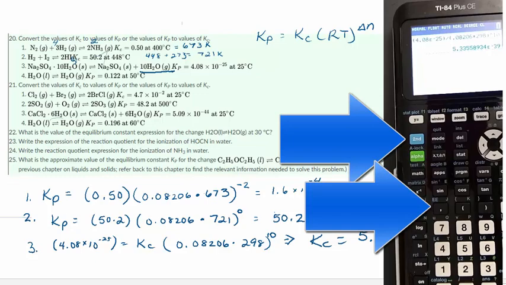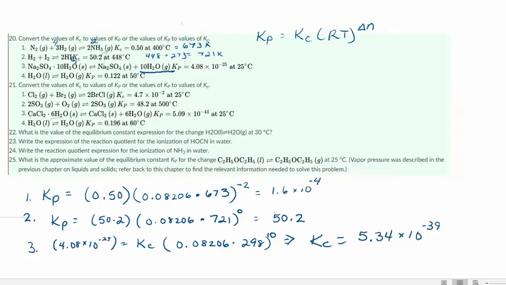For the fourth one in number 20, I'm given my Kp value, so I'm going to start with that, and that is going to be equal to Kc, which is what I am calculating. Temperature, here I'm given a temperature of 50 degrees plus 273. That would end up with a value of 323 Kelvin. Now I'm going to raise it to the change. So I have 1 mole of gas on my product side and none on my reactant side. So I'm going to raise that to the first power.